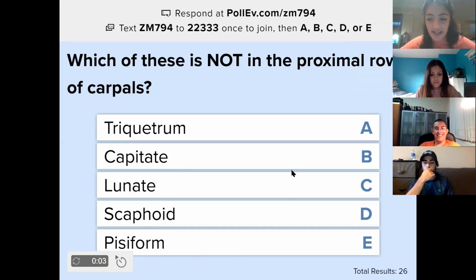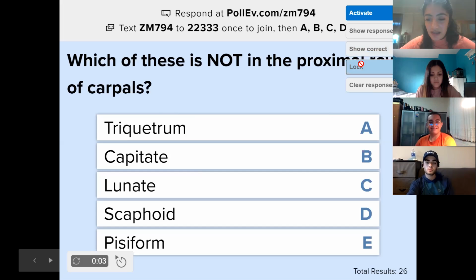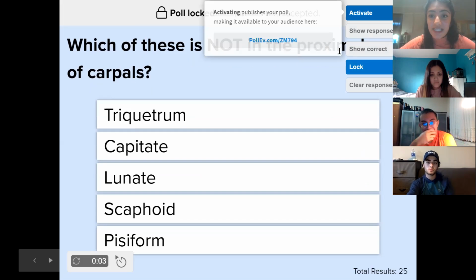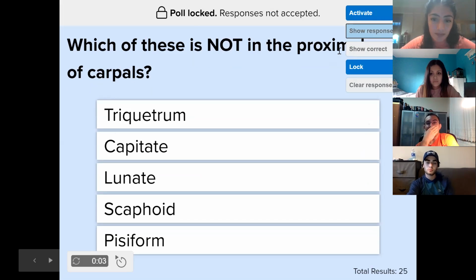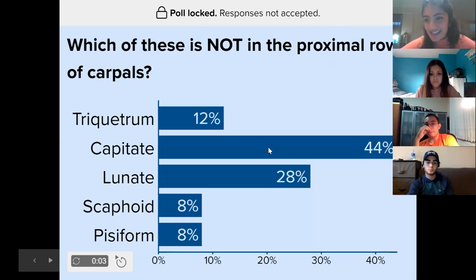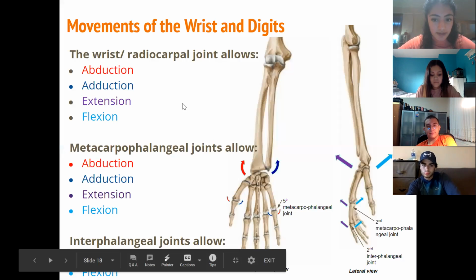Okay, I'm going to go ahead and stop it. Which of these is not in the proximal row of carpals? Exactly like Annie said, this would be a great time to pull out that mnemonic. "Some Lovers Try Positions" would be our proximal row, and "That They Can't Handle" will be our distal row. Proximal, remember, is closer to our body, and distal is further away. "That They Can't" represents your capitate, so that's the correct answer. I'll go to the next slide where we'll talk a little more about this.